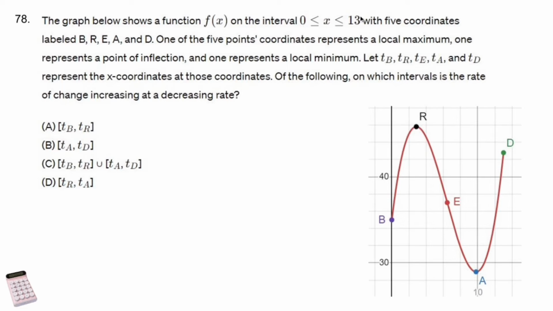The graph below shows a function f of x, looks like that, on intervals 0 is less than or equal to x is less than or equal to 13. So I care about stuff between 0 and 13. That picture checks out. 5 coordinates labeled BREAD. Sounds like a word. BREAD.